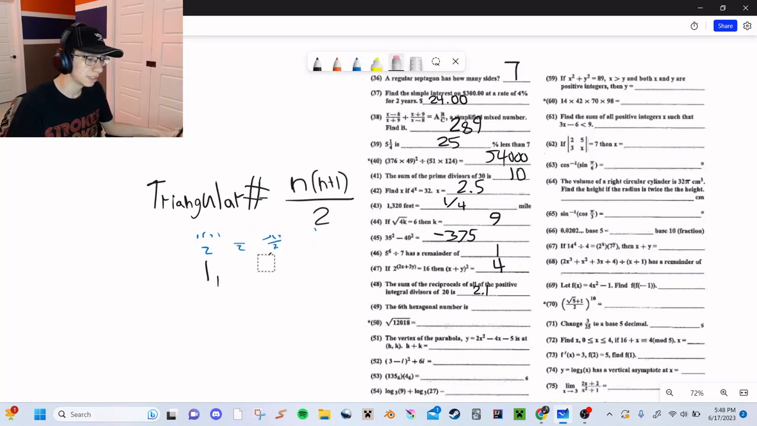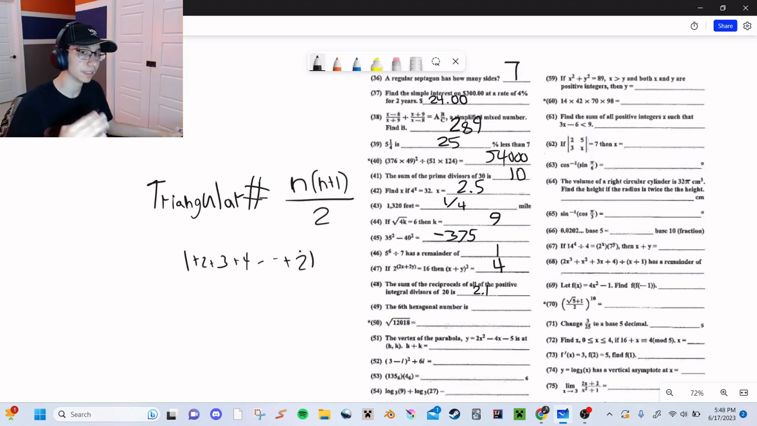And so back to that small question I asked earlier, what if I wanted the sum of the numbers 1, 2, 3, 4 all the way to 21? I'd find the 21st triangular number. So I'd plug in 21 into the formula. So 21 times 22 over 2, that's going to be 21 times 11, that's going to be 231.